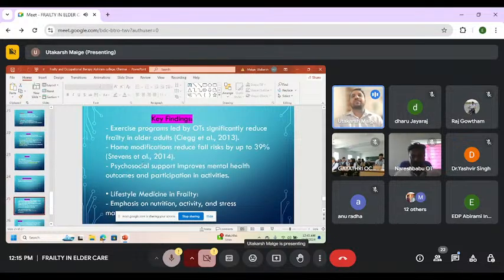Key findings: an exercise program led by OT significantly reduced frailty in older adults. This was a study in 2013. And some home modifications reduced the fall risk by 39%. This study was in 2014. And psychological support overall improves mental health, outcomes, and participation in activities, which was seen in the same study.